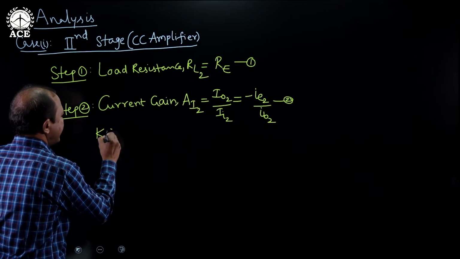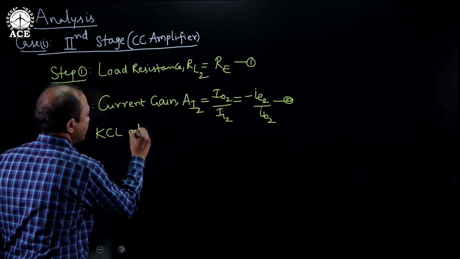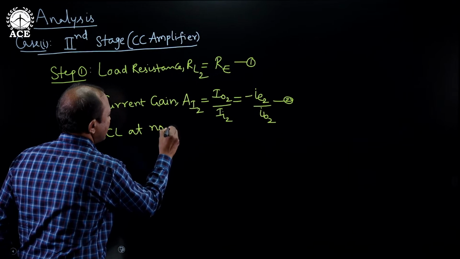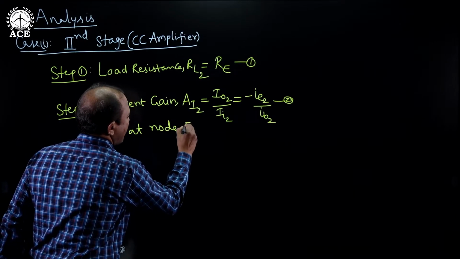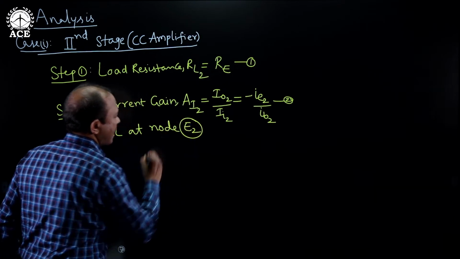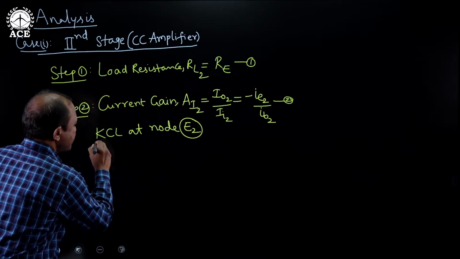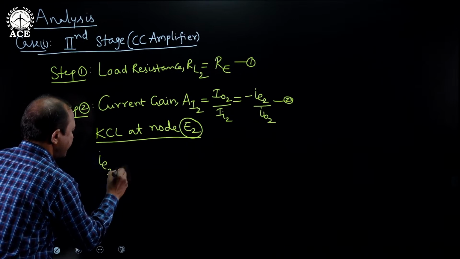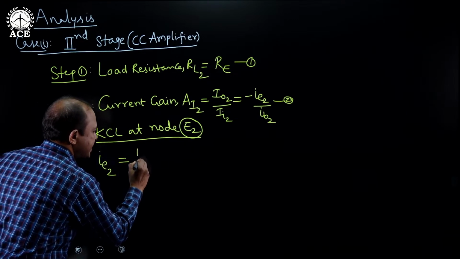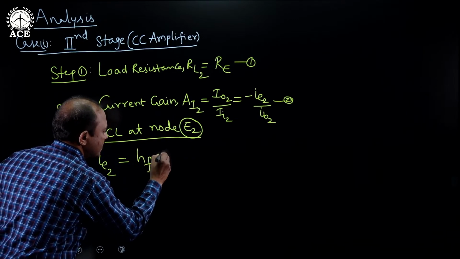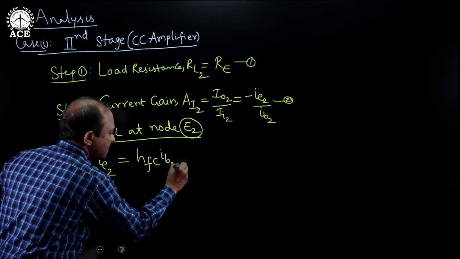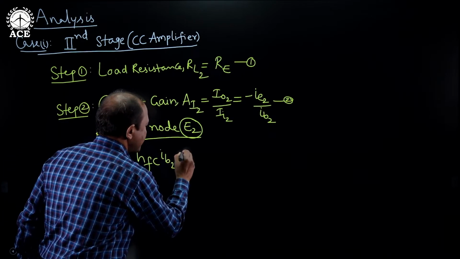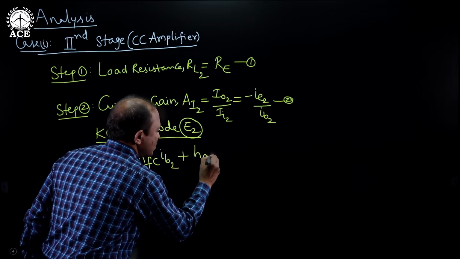KCL at node E2 will give us IE2 equal to HFC IB2, just now I have explained this, plus HOC VE2.